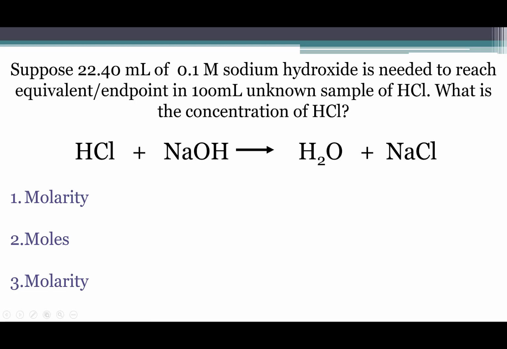Okay. So let me set up my titration over here. So I've got my burette. I've got my flask. And in my burette, remember, is going to be our known substance. And in the flask is going to be the unknown.